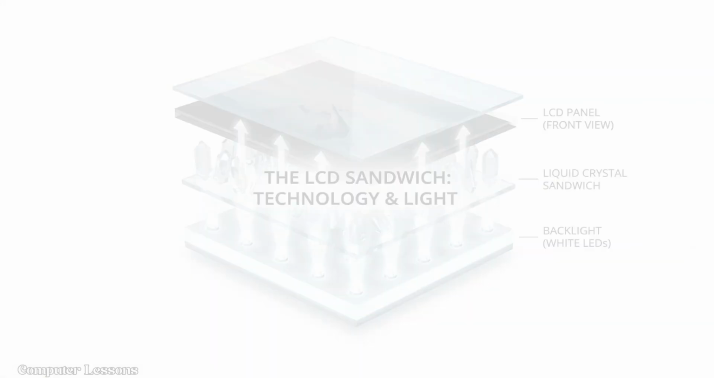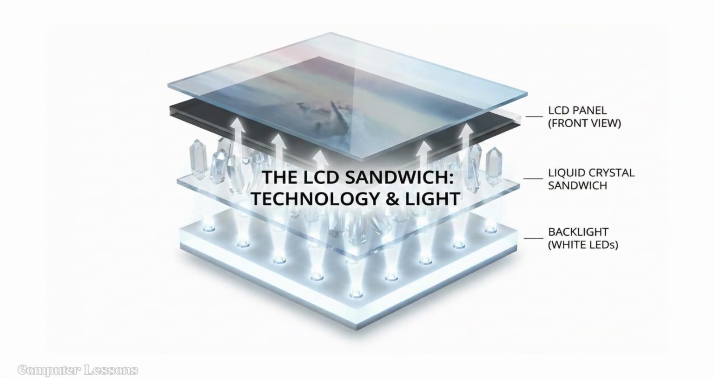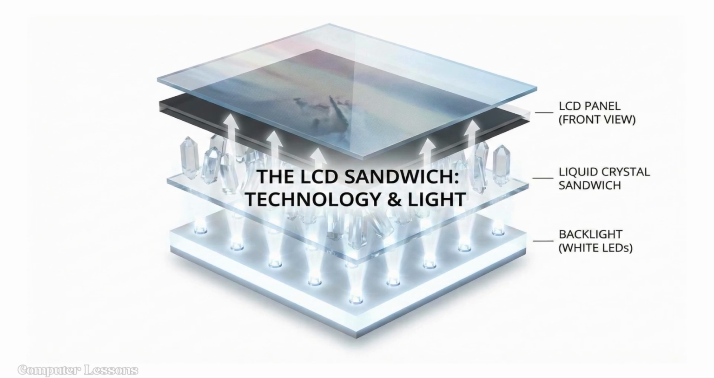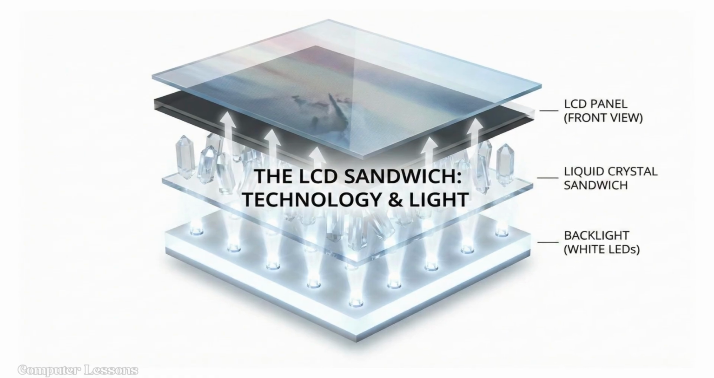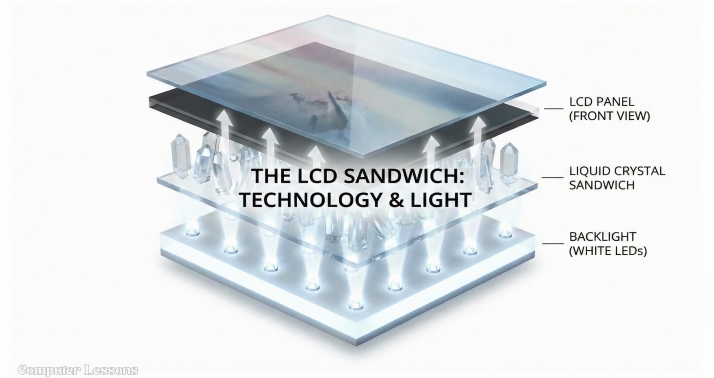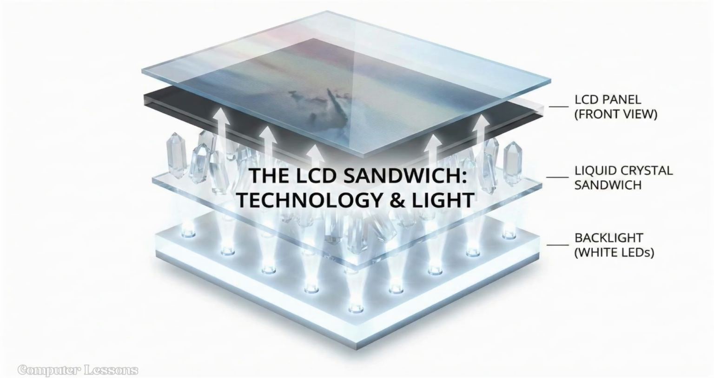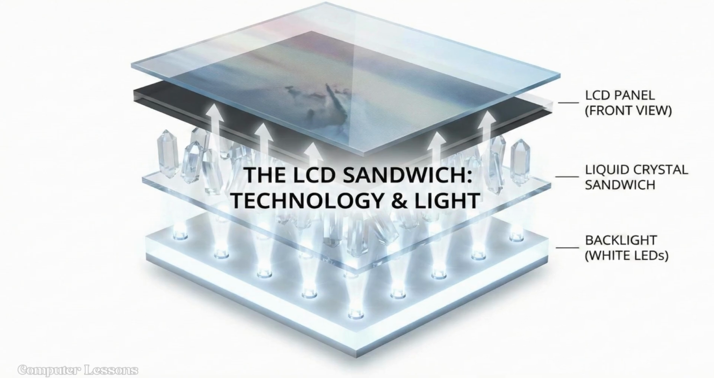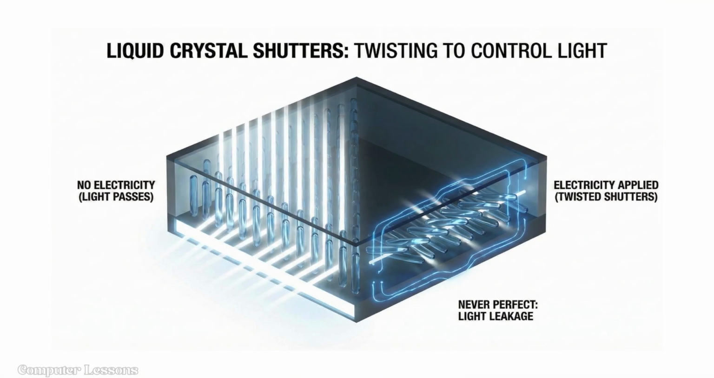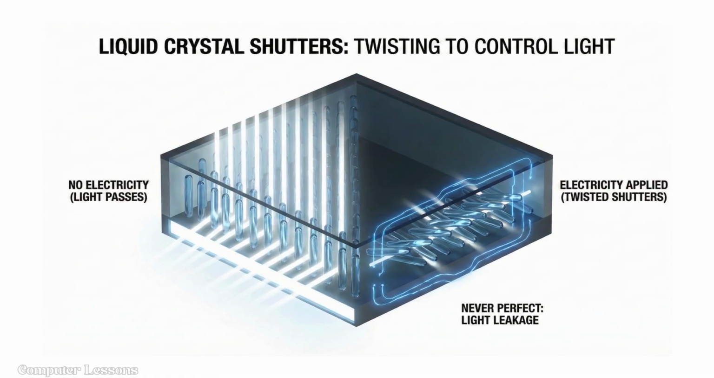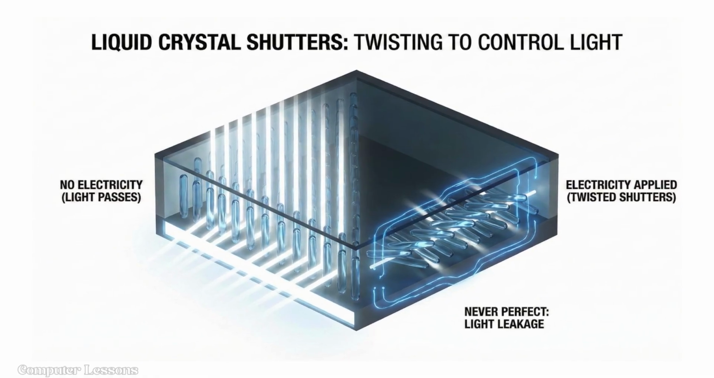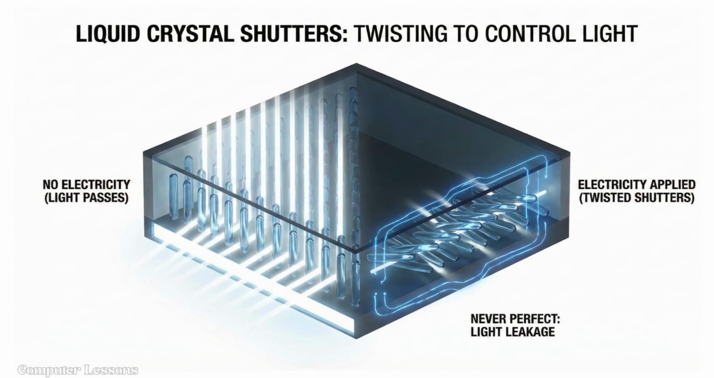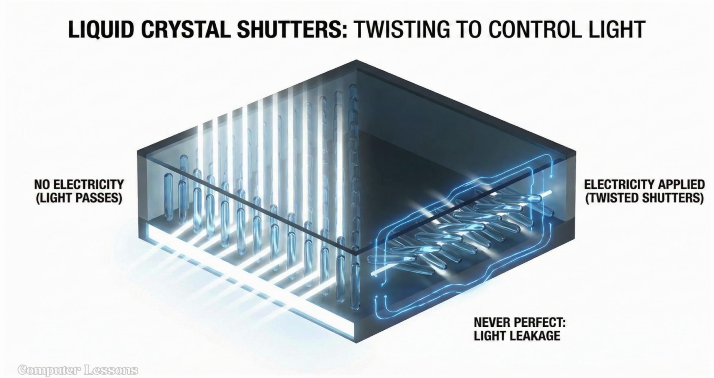For the last 2 decades, the dominant technology has been LCD, or liquid crystal display. An LCD panel is like a complex technological sandwich. At the very back, there is a strong light source called the backlight, usually a sheet of white LEDs pushing light towards your eyes. To create an image, we need to block some of that light selectively using liquid crystals. These microscopic crystals act like tiny shutters. When electricity hits them, they physically twist to block the light or let it pass through.